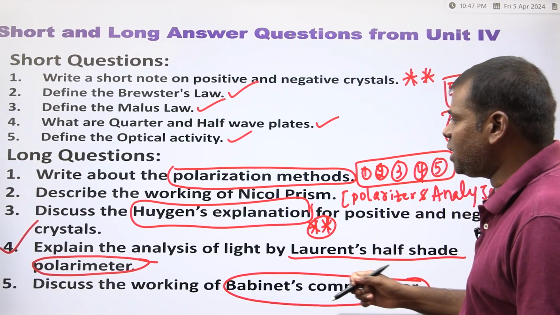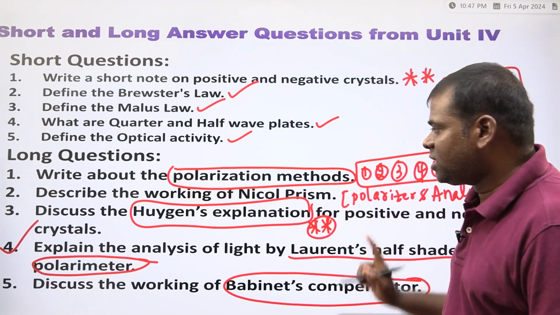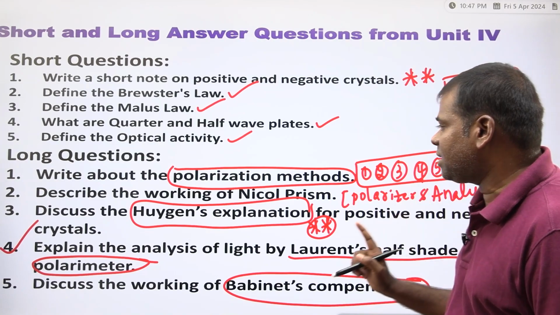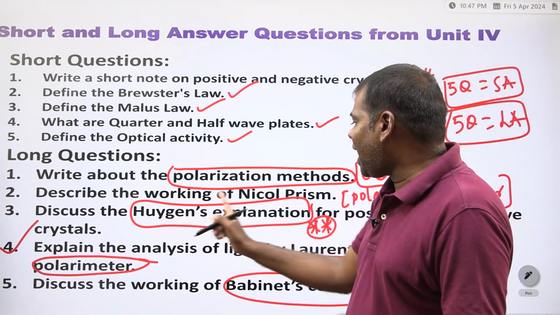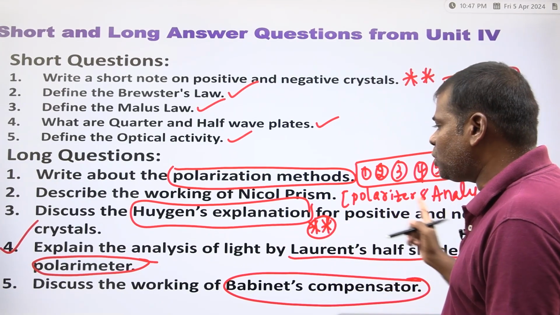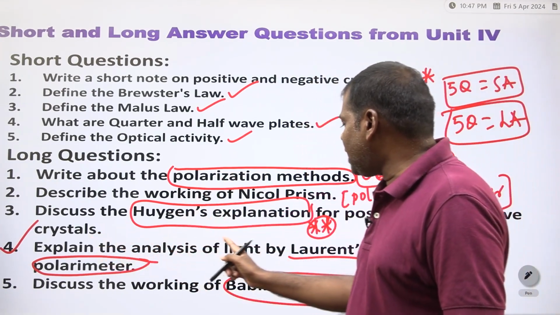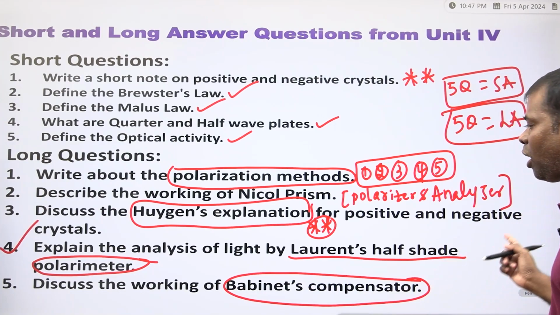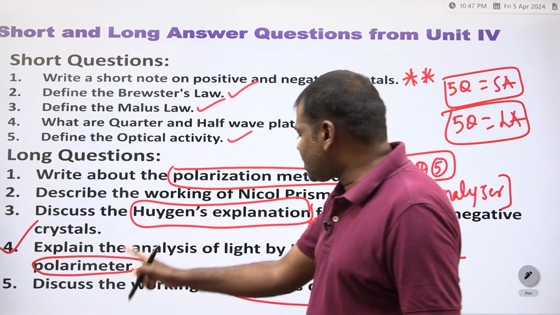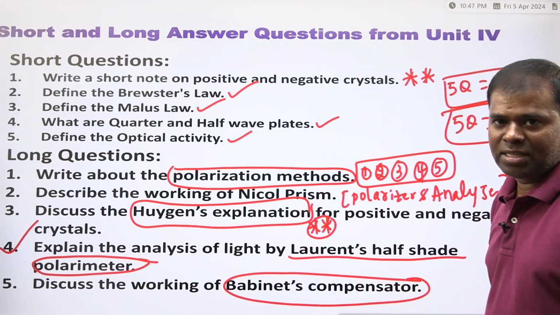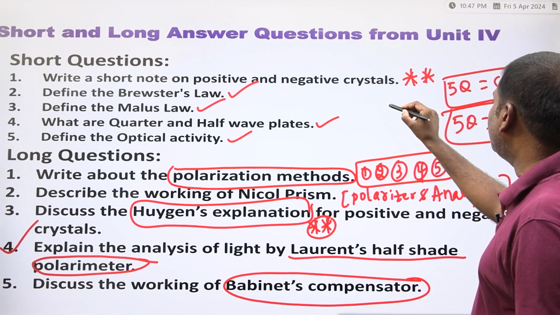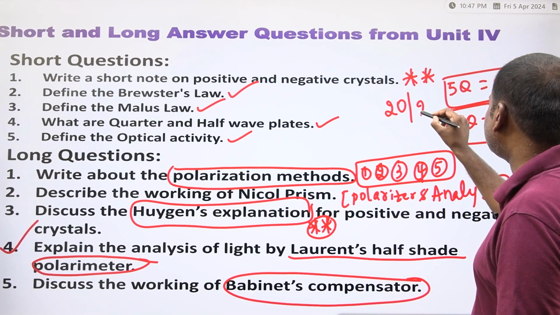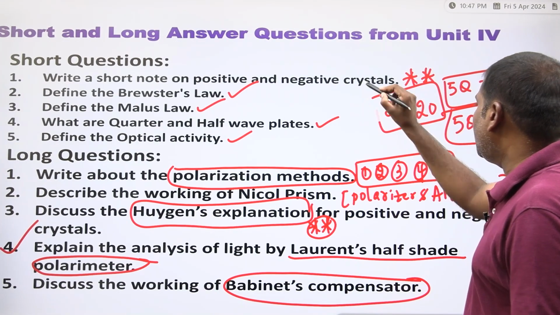Once again: write about the polarization methods, those 5 methods. Describe the working of the Nicol prism. Discuss the Huygens explanation for positive and negative crystals. Explain the analysis of light by Laurent's half-shade polarimeter. Discuss the working of the Babinet compensator. Clear? So these are the 10 questions you have to read. You will get 20 out of 20 marks in this unit.